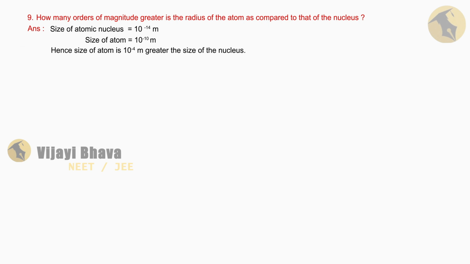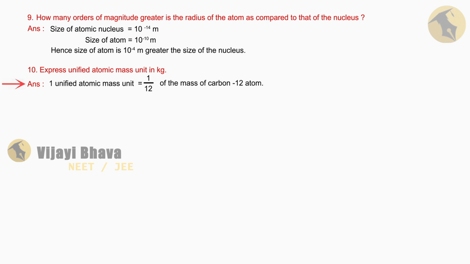The last question in this series, express unified atomic mass unit in kg. The answer, 1 unified atomic mass unit is equal to 1 by 12 of the mass of carbon 12 atom. 1 AMU is equal to 1.66 into 10 power minus 27 kg.